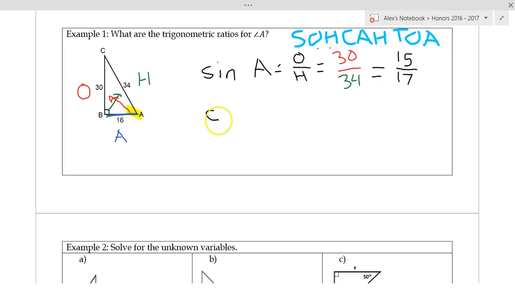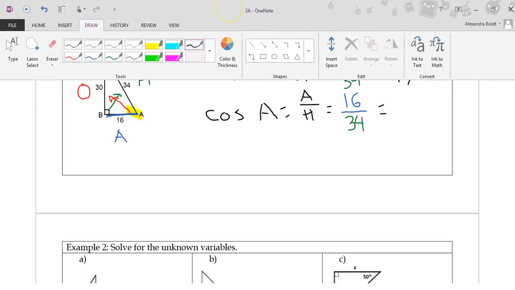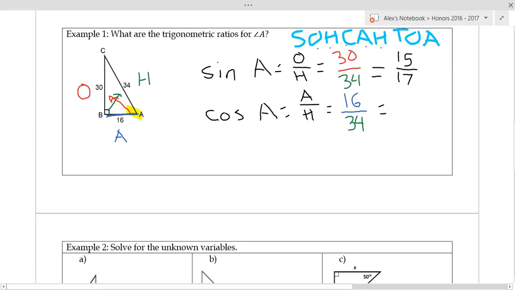So I'm going to do the same thing for cosine. Cosine of A equals, well, for cosine it's CAH: adjacent over hypotenuse. So my adjacent side is 16, and my hypotenuse is 34. And again, always make sure you reduce your fractions. So I have really 8 over 17.